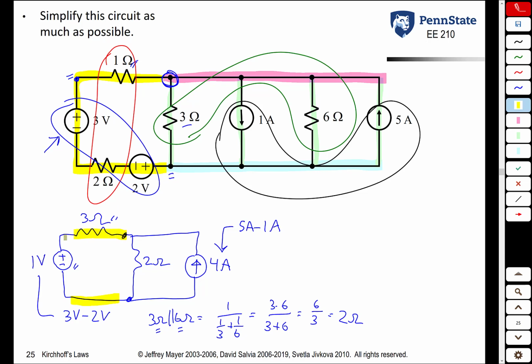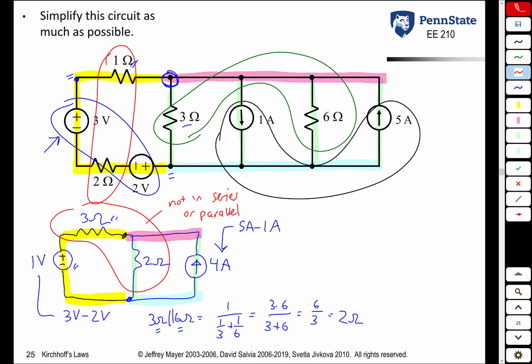So using the same color coding as before, here are elements that are in series. Here are our elements that are in parallel. And then we have this node up here and this node down here. Sometimes when you start combining elements in series and parallel, it creates other series or parallel combinations. In this example, however, it does not. This 3 ohm and 2 ohm resistor that are left are not in series and not in parallel. That means that we cannot combine them anymore.